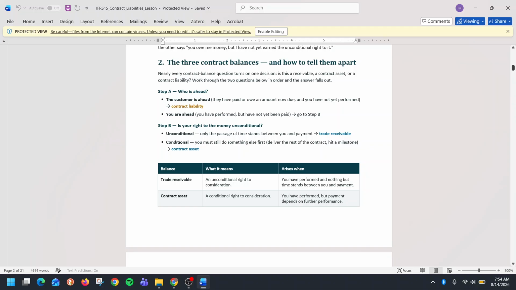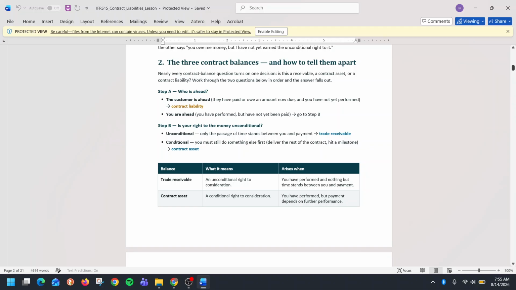Now, there comes a time when it's unconditional. Is your right to the money unconditional or conditional? What do we mean? Only the passage of time stands between you and the payment. That is when you have trade receivables. So sometimes money is due to you, but because of time, you haven't received it as yet. Remember, a trade receivable is an asset in nature. This money we are owed, and we are just waiting for the right time so that this person can give us the money.